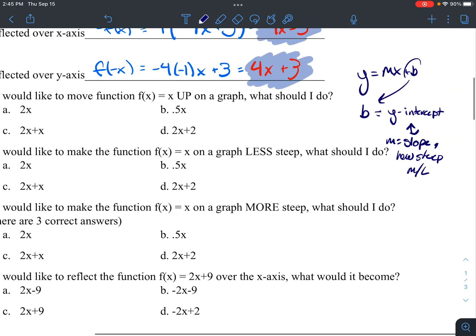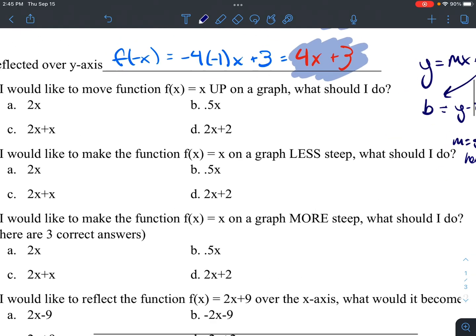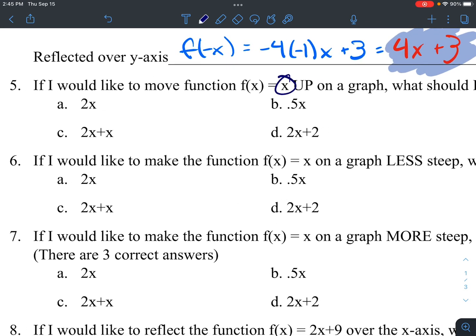So if we're moving up on the graph, we need to look for a change in the b. So if we have f of x as our function, there's no change in b in here, so it can't be this. There's no plus b, so it can't be that. Same thing over here. There's no change in b. Now in the next two, we have a plus x and a plus 2. If you think about what 2x plus x is, this is all it is, just 3x. It's just combining like terms.